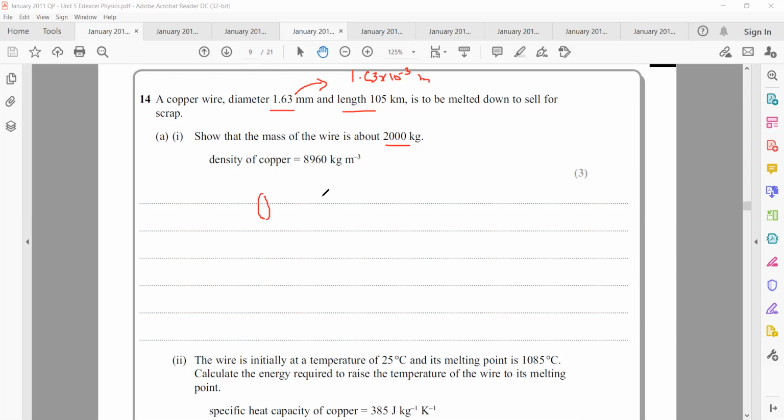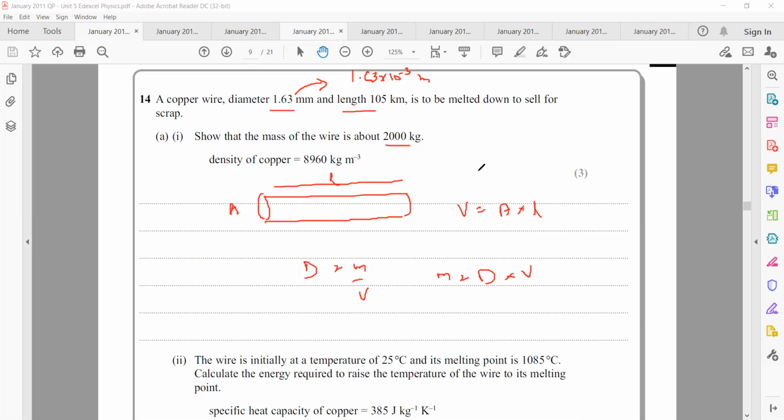As it's a cylindrical wire, if I multiply the area with the length, I will get the volume. So area multiplied by length will give the volume, and after getting the volume, the density is given, so density is mass over volume. So the mass will be equal to density multiplied by volume. And how to get the area from diameter? Area of cross section of wire is pi r square if you have the radius, or if you want to use the diameter, it will be pi d square by 4.